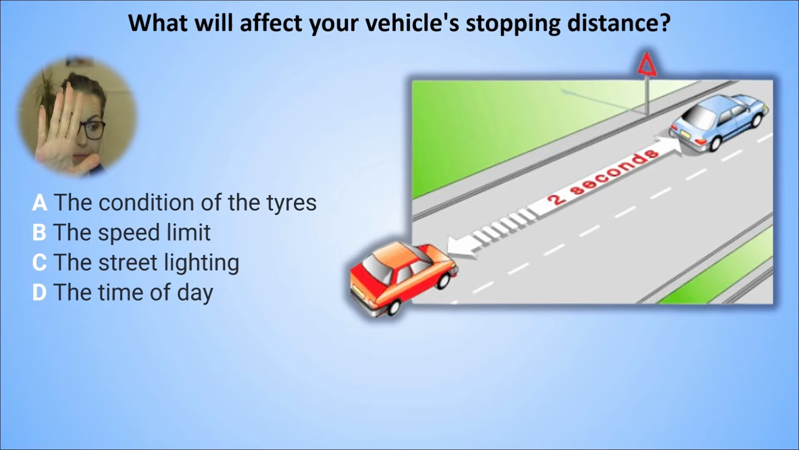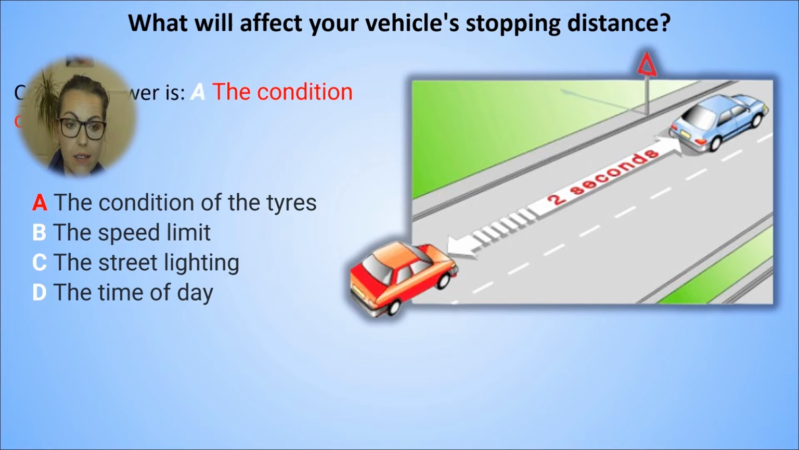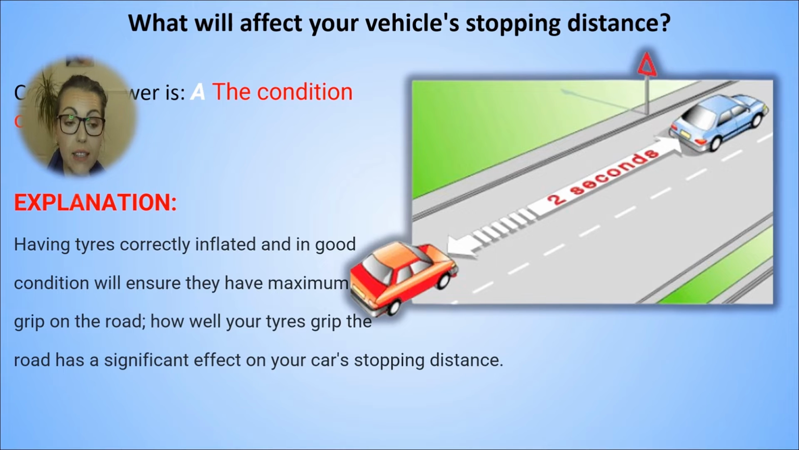5, 4, 3, 2, 1. Ready? The correct answer is A. The condition of the tires. Explanation. Having tires correctly inflated and in good condition will ensure they have maximum grip on the road. How well your tires grip the road has a significant effect on your car's stopping distance.